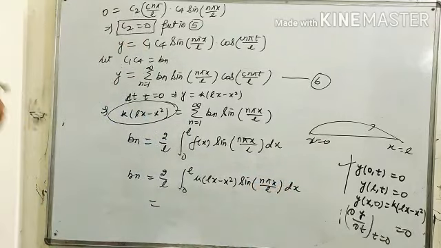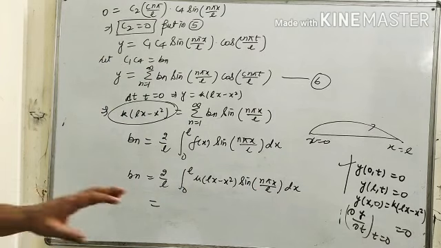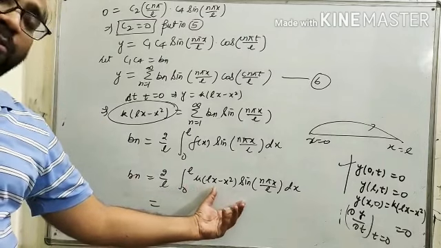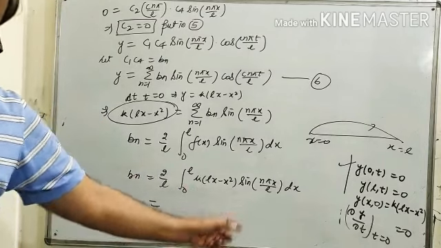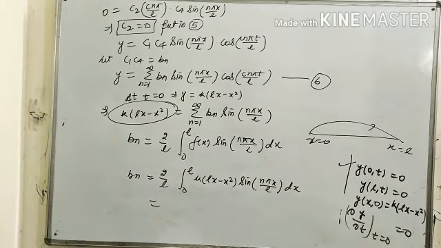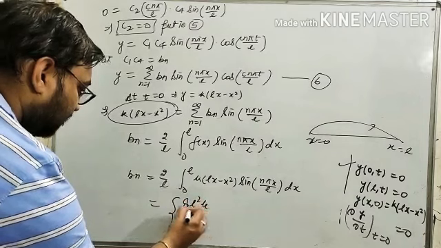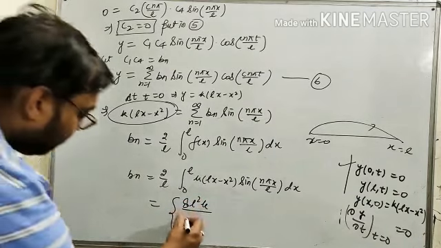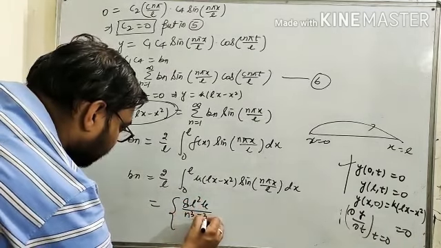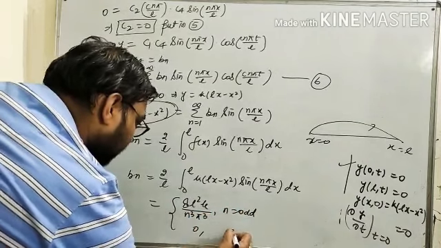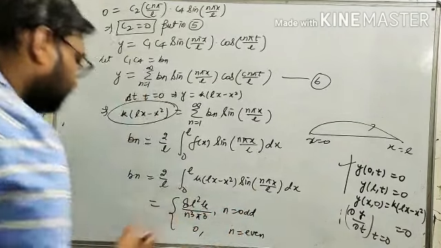Now this is a product. This integral can be solved with the help of Euler's method, and after applying and solving it, we get 8 L square k upon n cube pi cube when n equals odd, and 0 when n equals even.